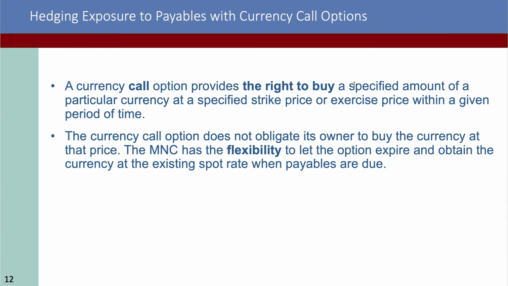A currency option does not obligate you to buy the currency. A multinational firm therefore has the flexibility to let the option expire or walk away. You don't have to do it. All right? They can go to the market to buy it if the price is low enough. You don't use the exercise price. So this is a more sophisticated, non-linear payoff.